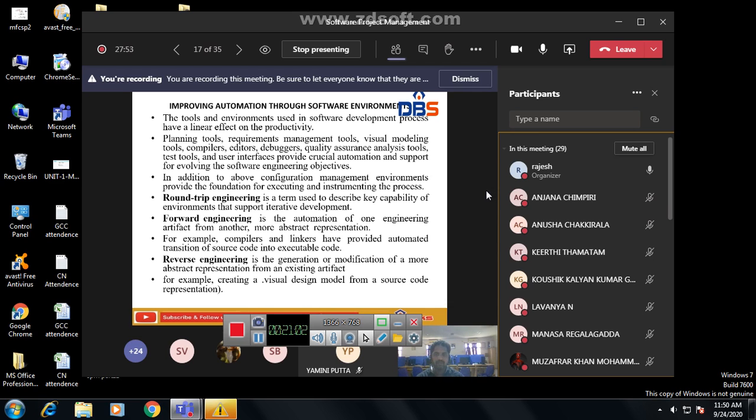Forward engineering is the generation of an engineering artifact from more abstract representations. For example, compilers and linkers provide automated transition of source code into executable code. That is called forward engineering, moving the source code into executable code. Then reverse engineering is the generation or modification of a more abstract representation from an existing artifact.